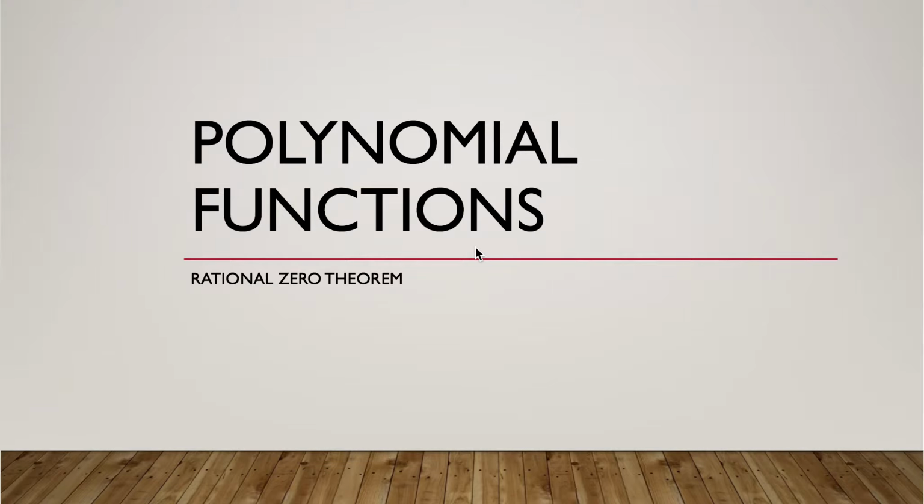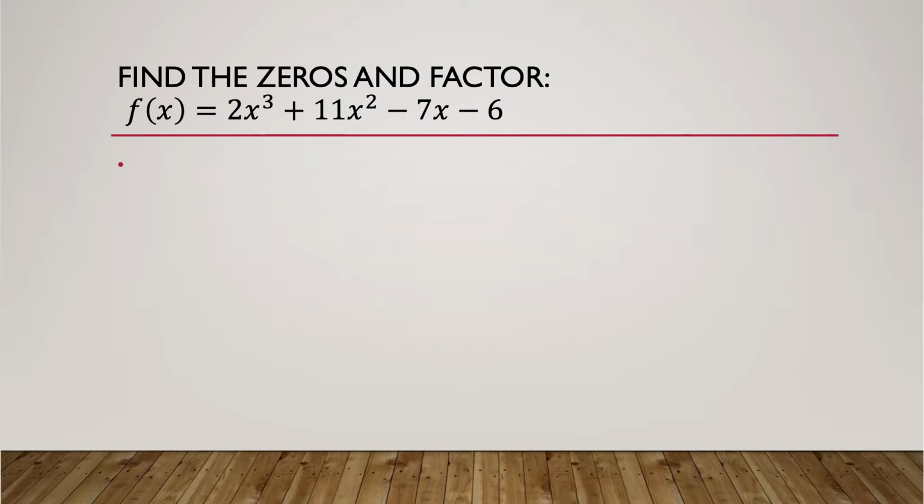Okay, so as we start the next section, we're going to continue talking about finding the zeros for polynomial functions. So remember that finding the zeros is the same thing as finding the x-intercepts. All right, so we're going to start with this example.